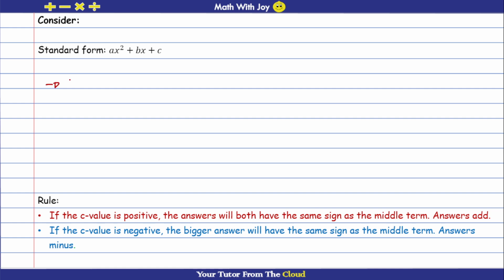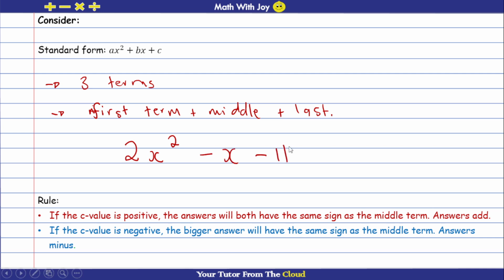The very first thing you must understand, we have 3 terms. And you have the first term, and then you have the middle term, and then you have the last term. Very important here. All right, so a perfect example of a standard form would be something like 2x squared minus x minus 11. So this is called a trinomial.